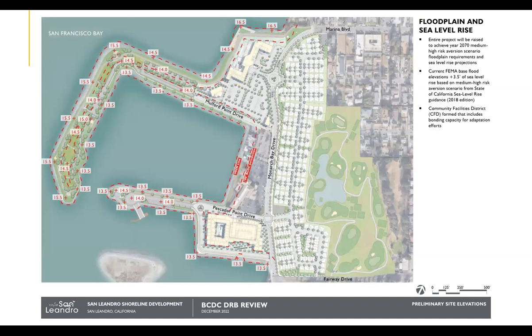And the project has a very robust plan to address sea level rise. All the elevations you see here are designed to meet 2070 elevations. So we're trying to exceed the bare minimum of 2050 medium level high emissions and raise the grades to 2070. And then as mitigation measures for covering the years 2070 to 2100, the city has established a CFD to provide funding for future mitigation efforts at a future date.